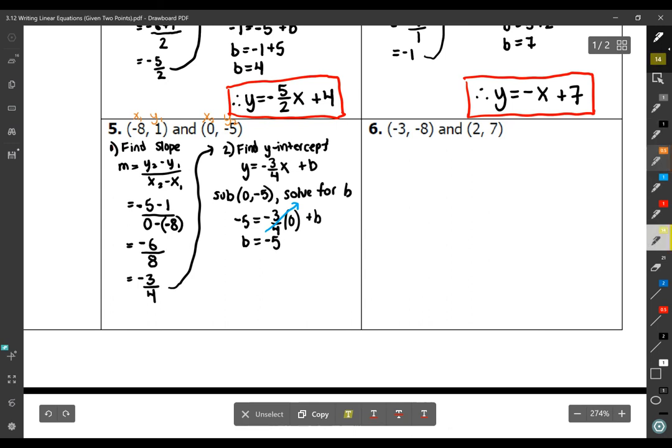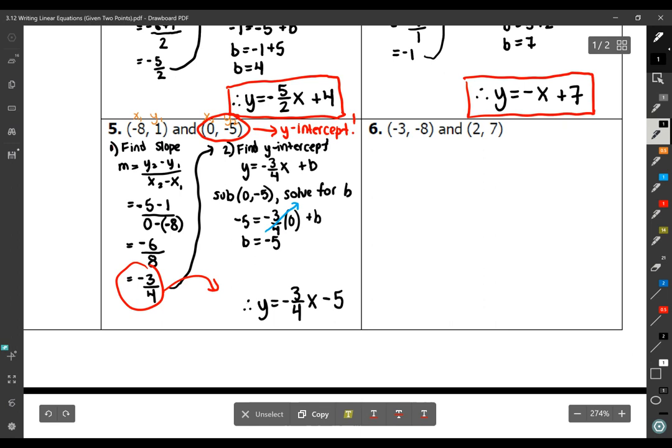We would have known that without any sort of math if we had just immediately recognized this as the y-intercept. If we had immediately recognized what it was, then we could have jumped right to our final equation, which is y is equal to negative 3 over 4 times x minus 5. So that is our final answer.